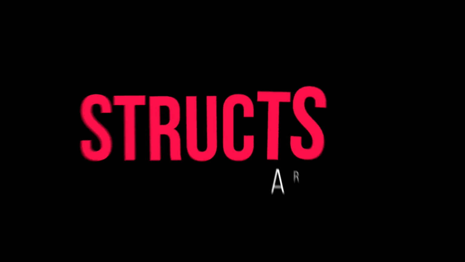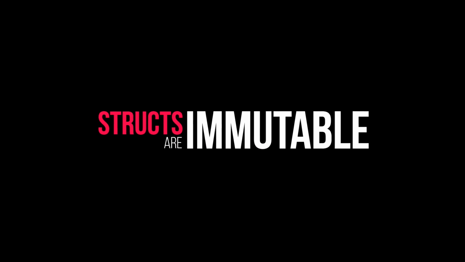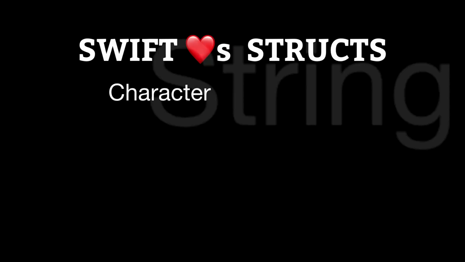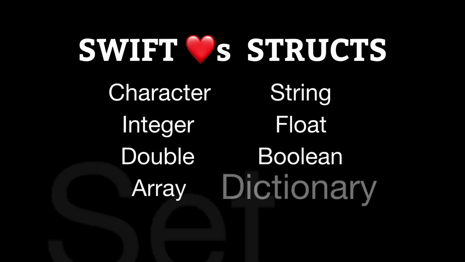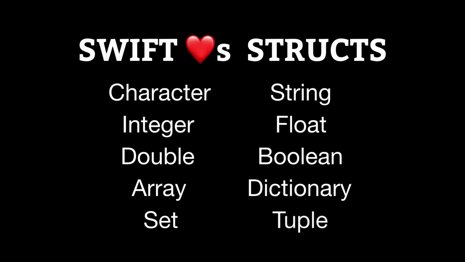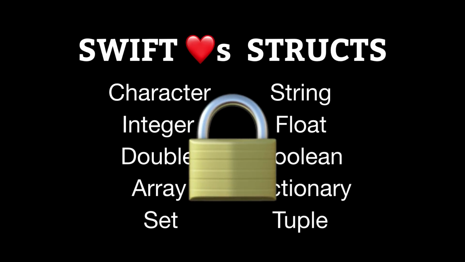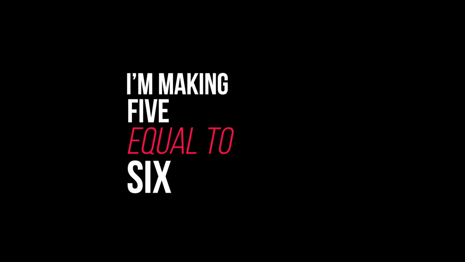In Swift, structs are immutable, which means they have a fixed value and we can't change that. Swift relies heavily on structs. We use them for almost everything. Integers, strings, booleans, arrays, dictionaries, sets, tuples, and more are all structs, which means all have fixed values. Being fixed in value means we can't just change them when we please. Think about it. It doesn't make any sense for me to say that I've changed the meaning of 5 to equal 6. It's nonsense.